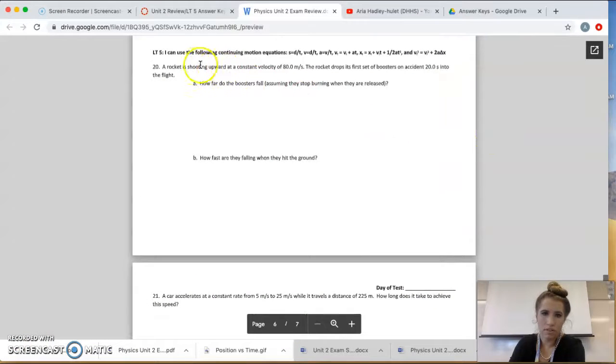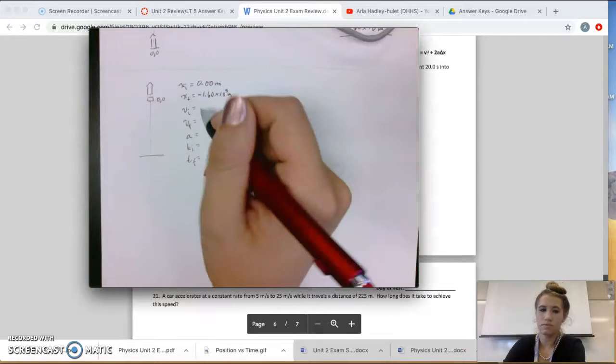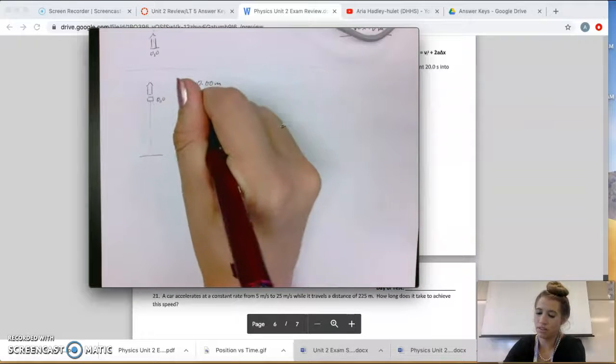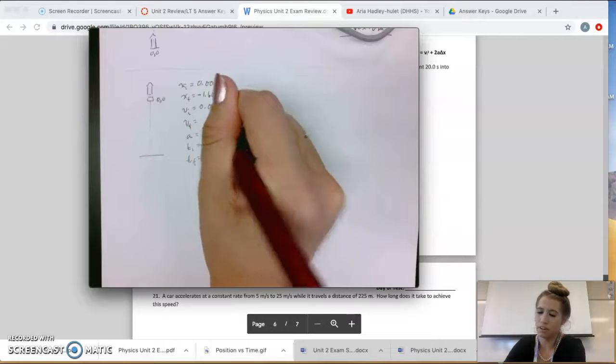So a rocket is shooting upward at a constant velocity of 80 meters per second. The rocket drops its first set of boosters on accident 20 seconds into the flight. How far do the boosters fall, assuming they stop burning when they are released? Okay, so assuming they stop burning, that means that the initial velocity is 0 when that release happened. So back to this. My velocity initial is going to be 0 meters per second.